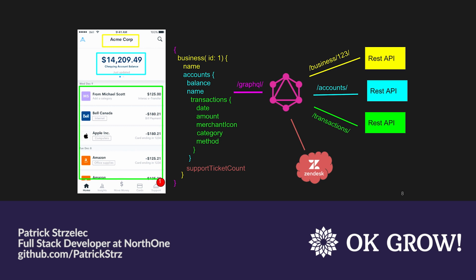And this API gateway is different from a traditional GraphQL approach in that sometimes you'll have one big backend that feeds your resolvers. In this case, we're using all kinds of data sources.